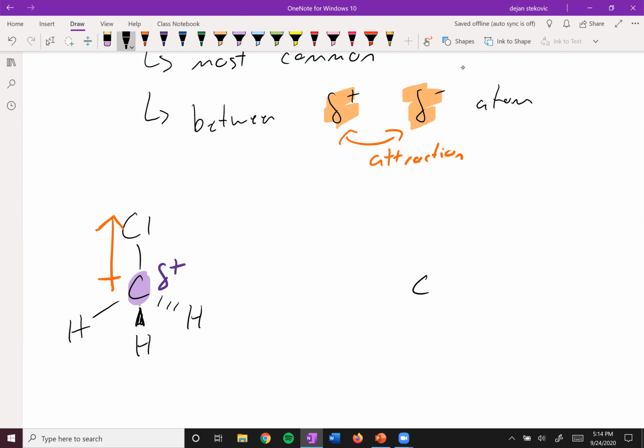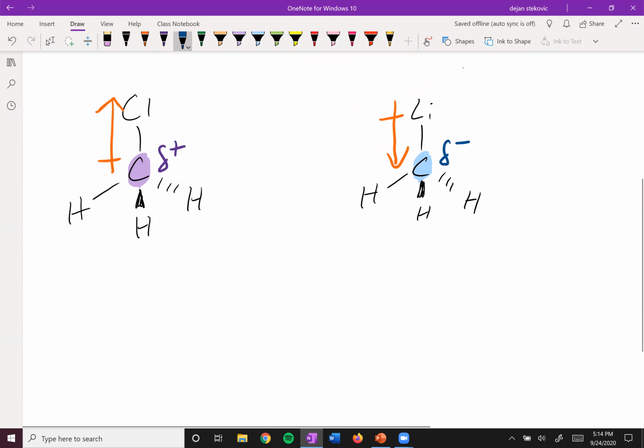Another example can be over here, carbon bonded to this lithium. You could also draw this as kind of an ionic setting, but in this case, we'll draw a covalent bond. But either way, we know that lithium is much less electronegative than carbon, and so this carbon is partially negative. Right, so we can see we have a partially positive and a partially negative carbon.